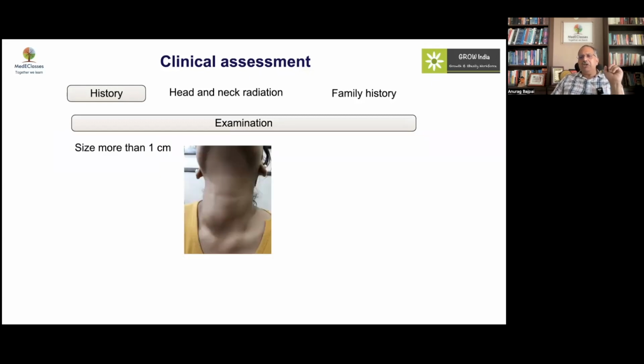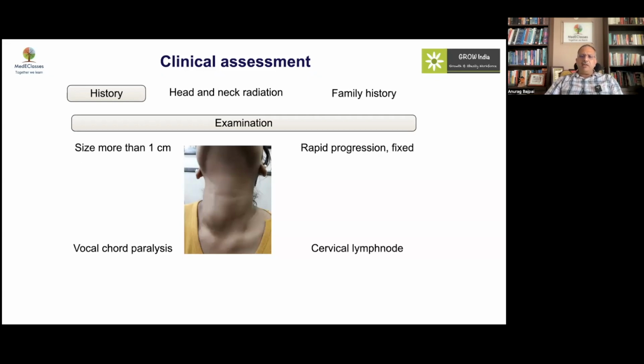So if you have a lesion which is bigger than 1 centimeter, remember this 1 centimeter figure is largely coming from the adult extrapolation. But in the pediatric age groups, in smaller children, you may be more worried even in lesions less than 1 centimeter as well. If there is a rapid progression of lesions, or if there are fixed nodules you need to worry. If there is involvement of the local area like invasive lesion, vocal cord paralysis, or a clear-cut cervical lymph node, you need to really worry in that regard.